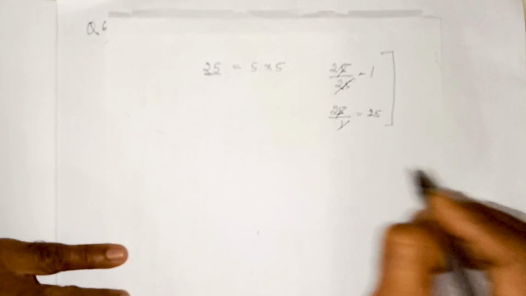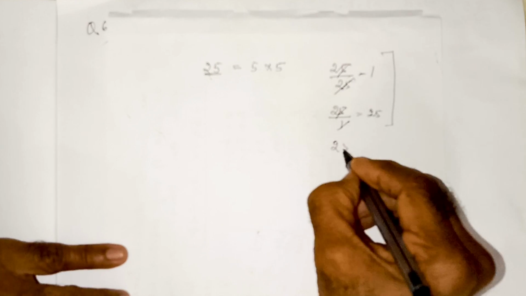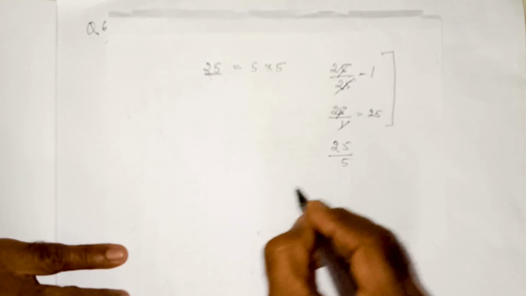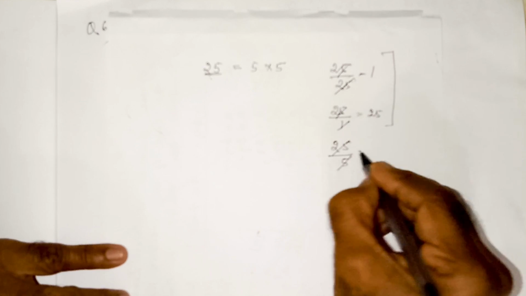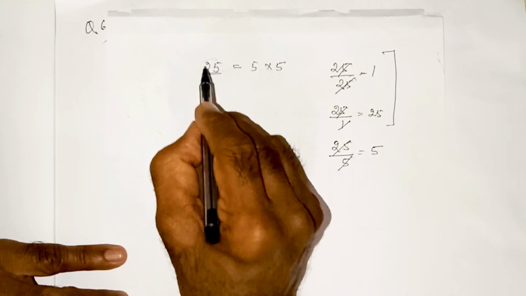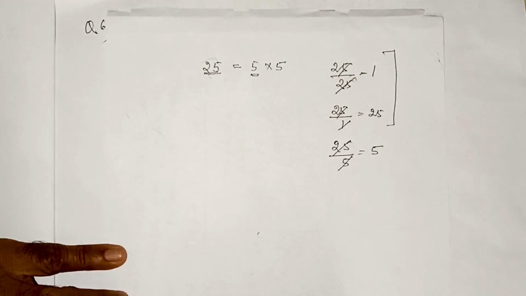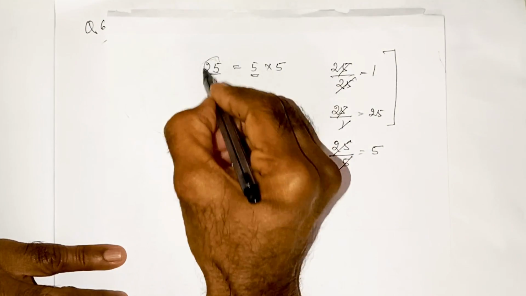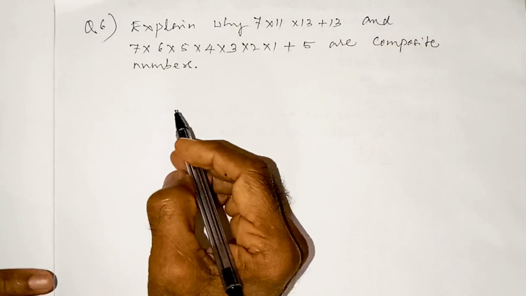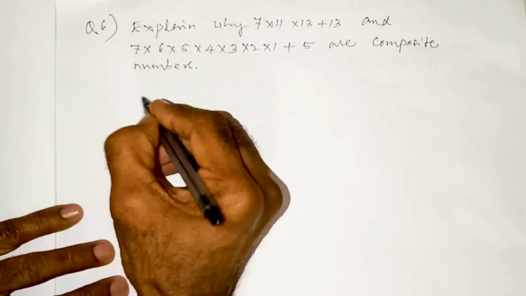Now further, if you have any other divisor, in this case 25 can be divided by 5. 5 into 5 is the answer. Now this number has one more divisor, that is 5, to divide this. In this case 25 is a composite number. Now similarly, in the given question we have two numbers. Let us take one by one.